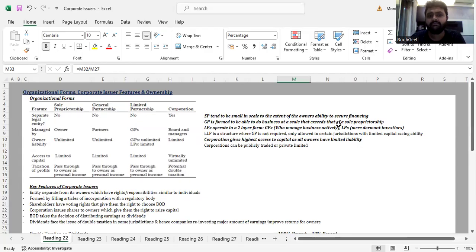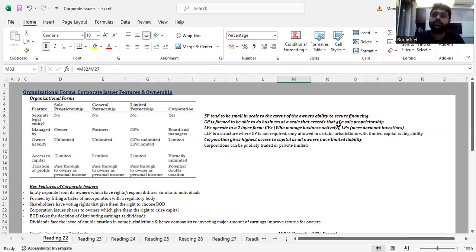Very easy to understand, and very much something which you have been doing. If you are a commerce student, you have seen all this a lot in your junior college days or your degree college, so this won't be very new to you. In any case, let's start with the first chapter. The first chapter is reading 22, called organizational forms, corporate issuer features, and ownership. Basically, it talks about different forms of an organization.